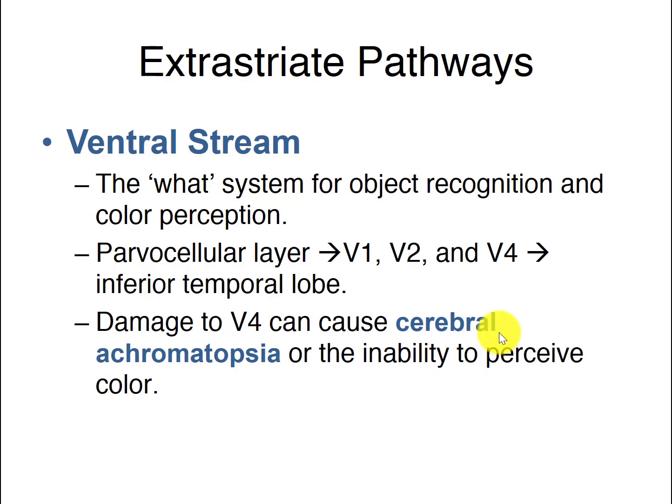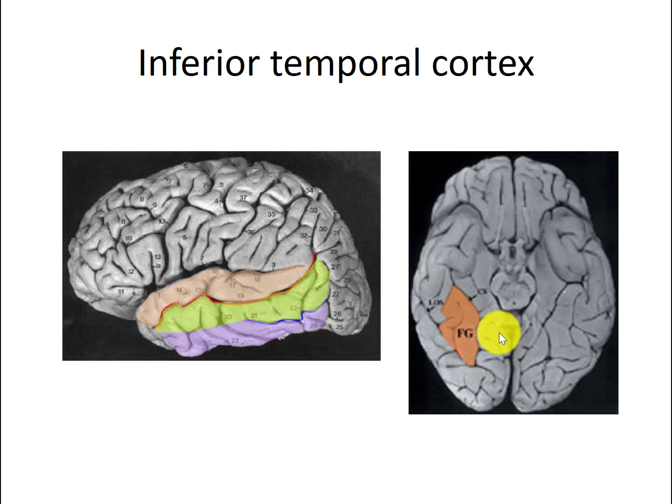And we have a condition called cerebral achromatopsia, inability to perceive color. Now, this isn't just color blindness. Somebody with this rare condition can't remember color if they've had damage due to a stroke or some other kind of injury. They can't remember or perceive color. And again, it's a rare thing.